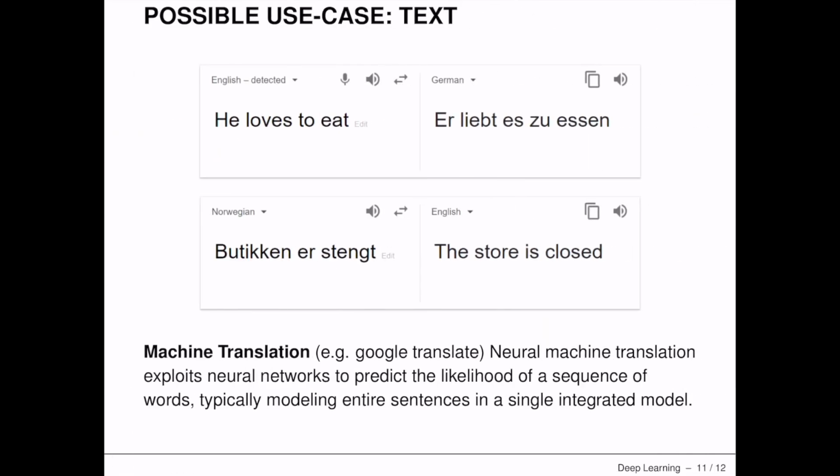On text, machine learning models, and specifically deep learning models, can also be trained to perform machine translation. This is what we usually have when using Google Translate or methods like DeepL. We provide one sentence in one language, like "he loves to eat" in English here, and the algorithm automatically translates it to another language, "Liebt es zu essen" in German.